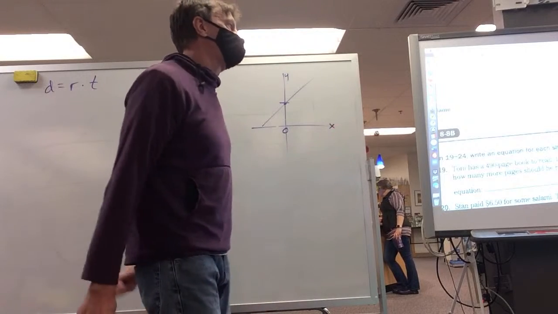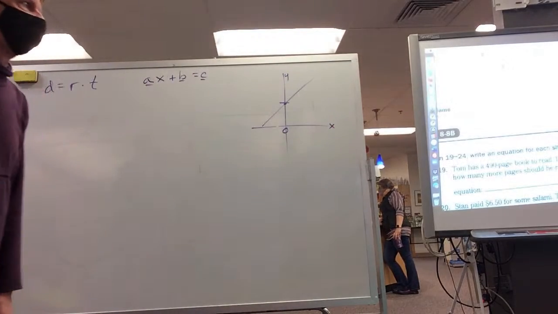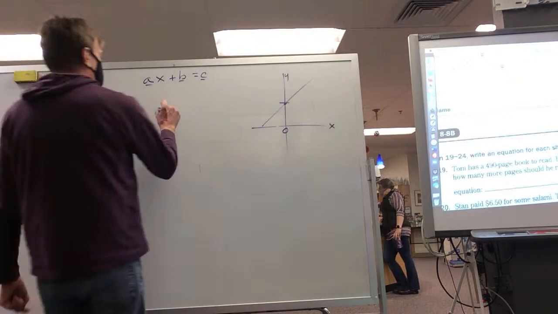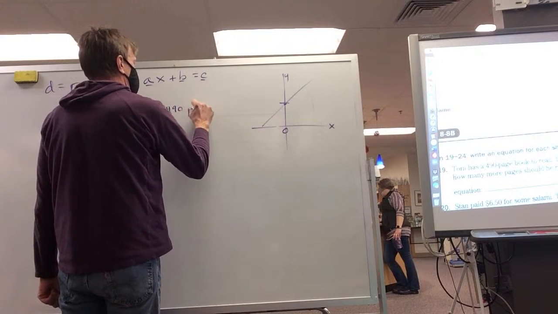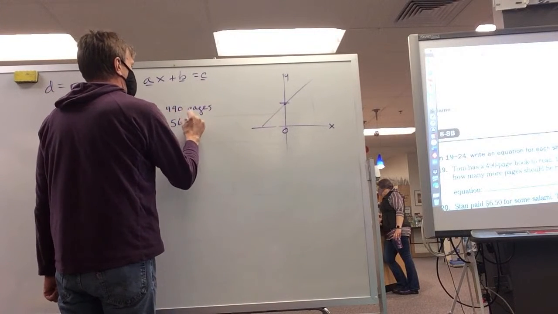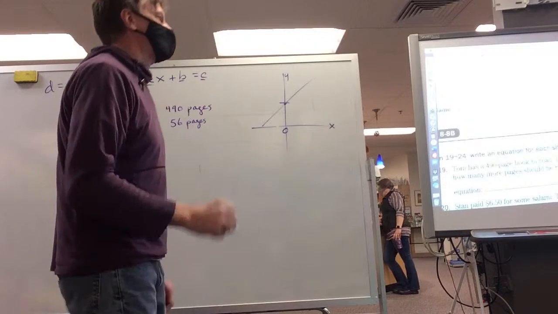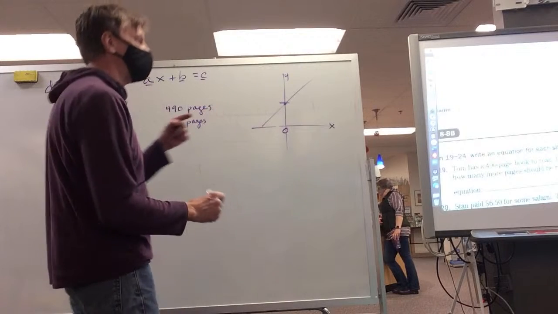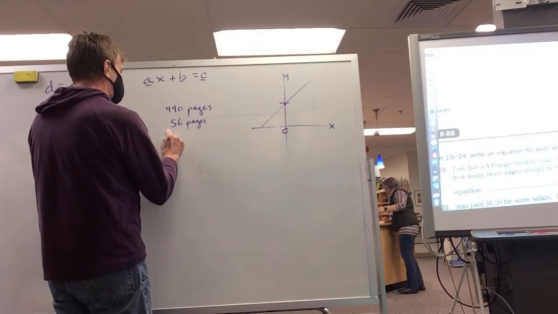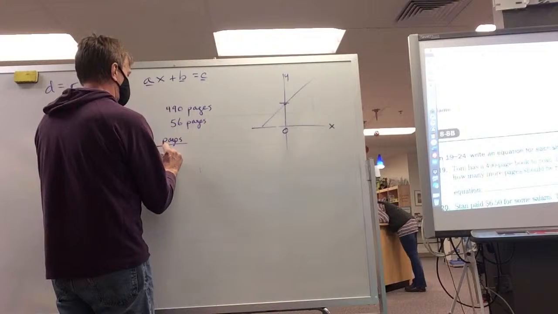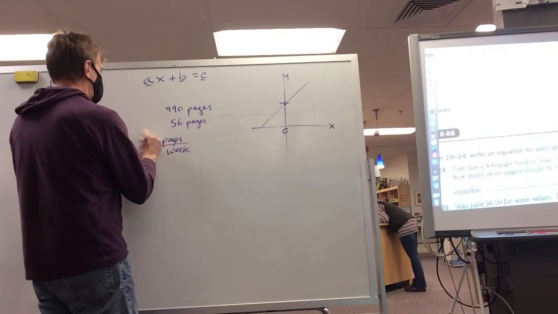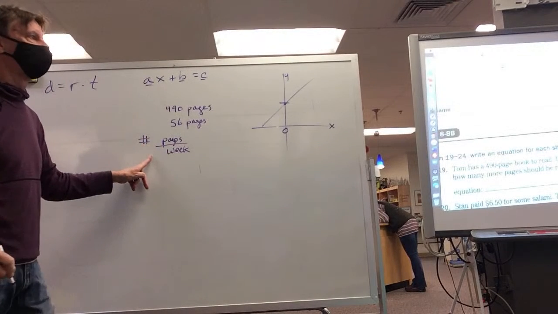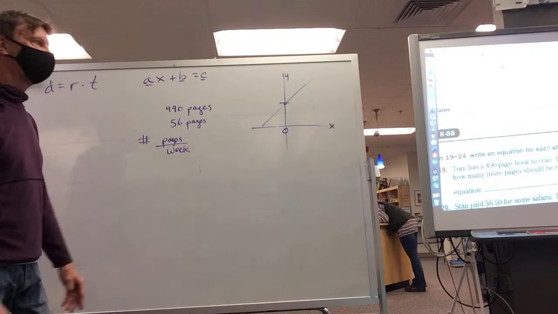So he's got a 490-page book to read. He's already read 56. So you've got 490 pages. You've got 56 pages. And then you have how many more pages should he read each week? So that's pages per week. And it's a number that we don't know. So that's a variable in 6 weeks.